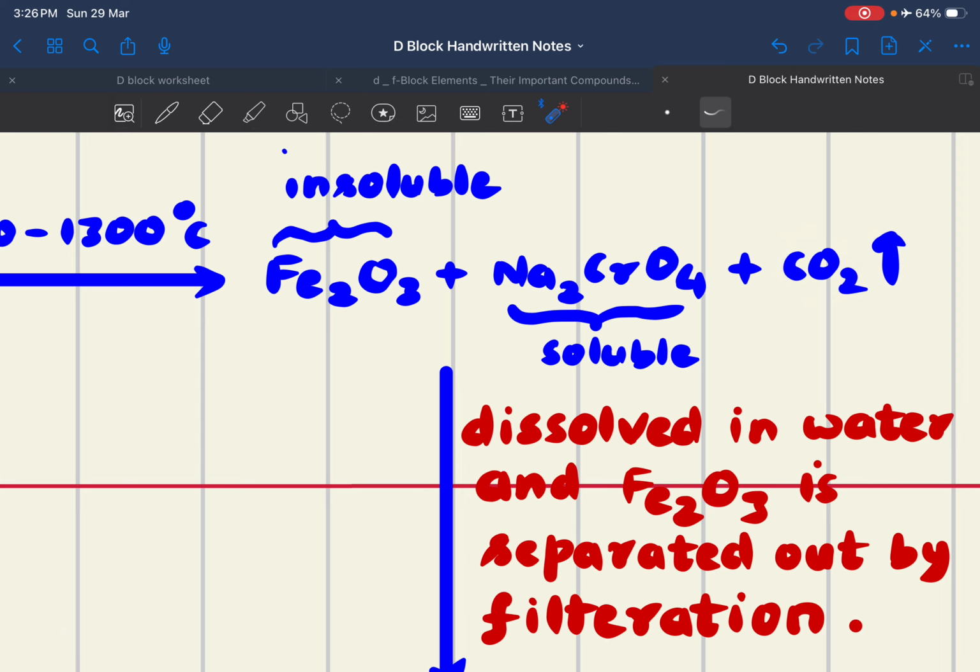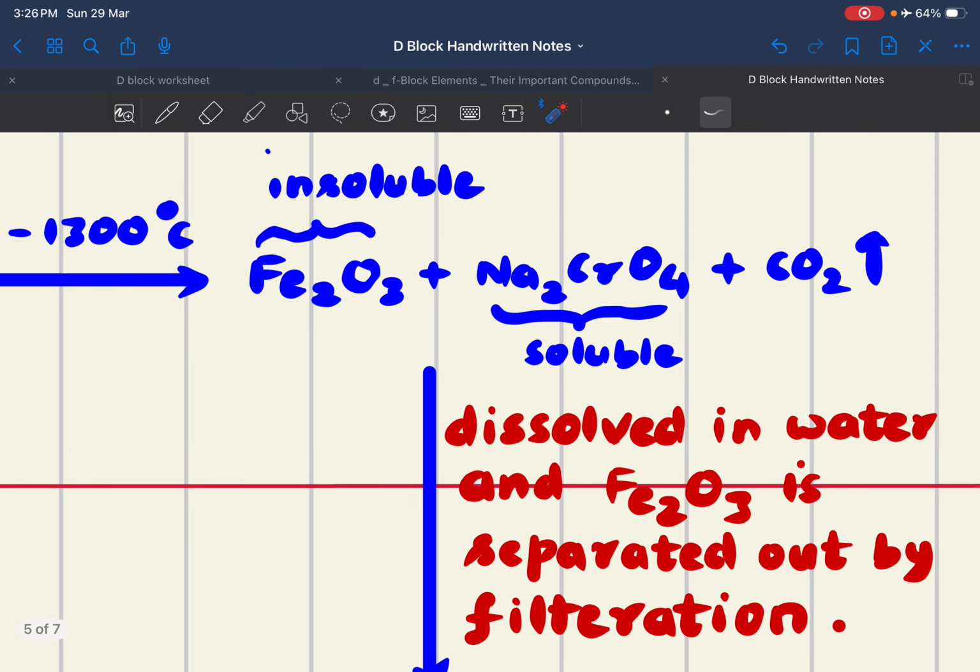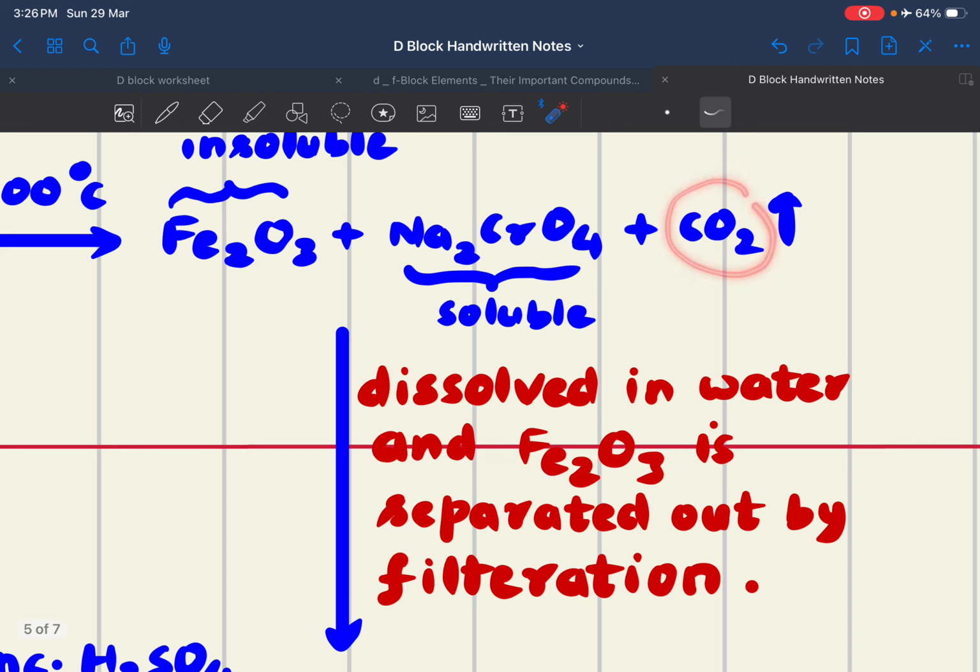Kindly note that Fe2O3 is insoluble in water, whereas Na2CrO4, sodium chromate, is soluble in water. So we dissolve in water and we filter out Fe2O3 because that is insoluble. With the help of filter paper, we can easily separate Fe2O3. And once we have separated the Fe2O3, we have only Na2CrO4 left, right? Now the CO2 gas is released. So I have written it in the key points also.